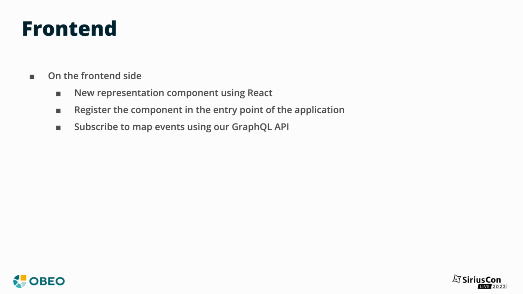Once we have that, if we try to click on our map representation on the Explorer, it will just fail, because the front end this time will tell you that it doesn't know how to display this map. So we need to customize the front end. On the front-end side, we need to register a new representation component using React. It will be used to define how to display the map. We need to register it on the entry point of the application, and inside of this component we can subscribe to those events using our GraphQL API.